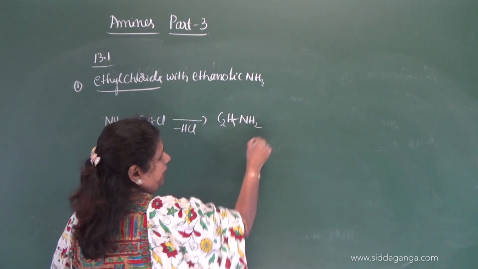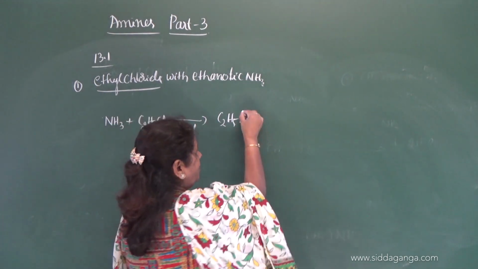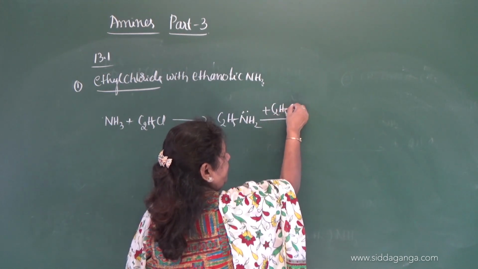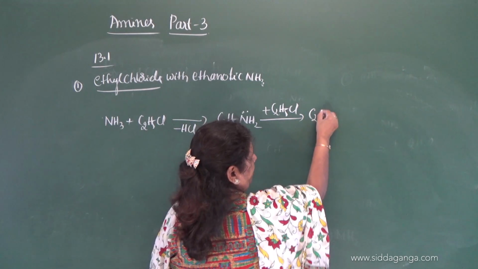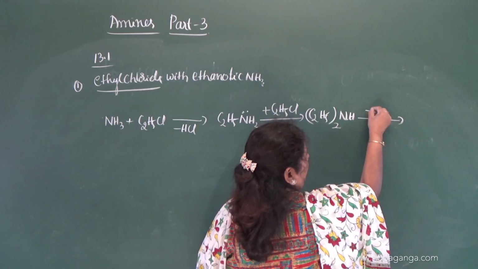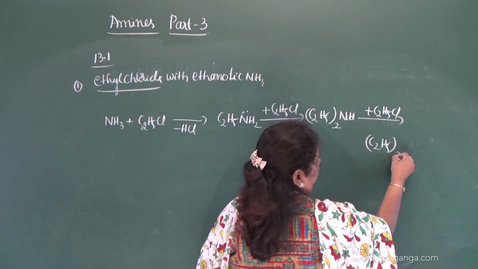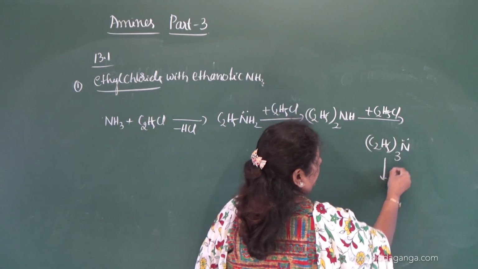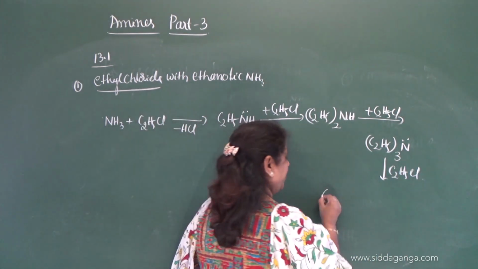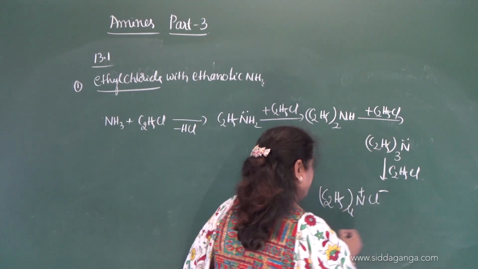C2H5NH2, ethylamine. Then it reacts with one more molecule as it is a nucleophile. Again it undergoes a nucleophilic substitution reaction with one more molecule of ethyl chloride. Then what you get? Diethylamine. Further it reacts with one more molecule of ethyl chloride and you will get triethylamine. Again it is a nucleophile, therefore it combines with one more molecule of ethyl chloride. Then you will get tetraethylammonium chloride.